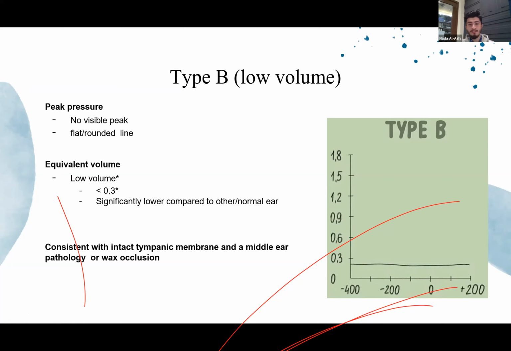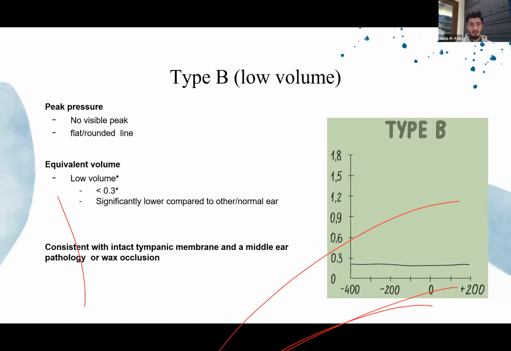So for example, if we have the left ear tympanogram, this is a type A, and my volume is, we would say, 1.0. My right ear would come as a type B, and the volume is 0.1. So the volume in my right ear is significantly lower than my left ear, which is a type A normal volume. So that indicates that it's a B low volume. If we look at the graph too, it would be a flat line like this.